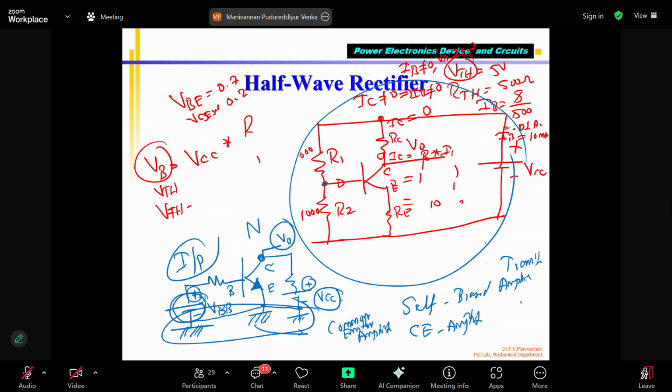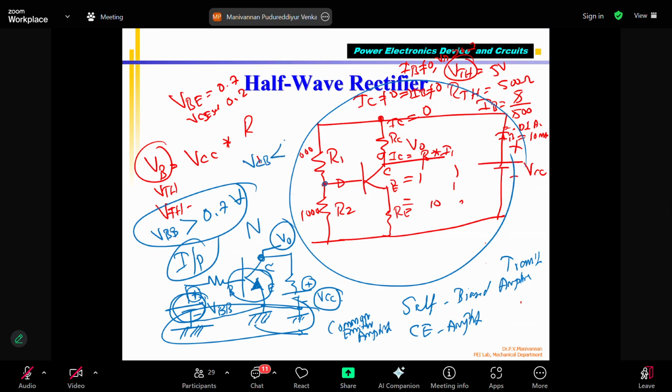Correct? Common emitter amplifier, whether common base or common collector, whatever it may be, the base terminal should be given a bias voltage, which is called VBB, which should be greater than 0.7 volts. VBB should be greater than 0.7 volts. Then only the base emitter is forward biased. That is one condition for the transistor to become a conductor and amplifier.